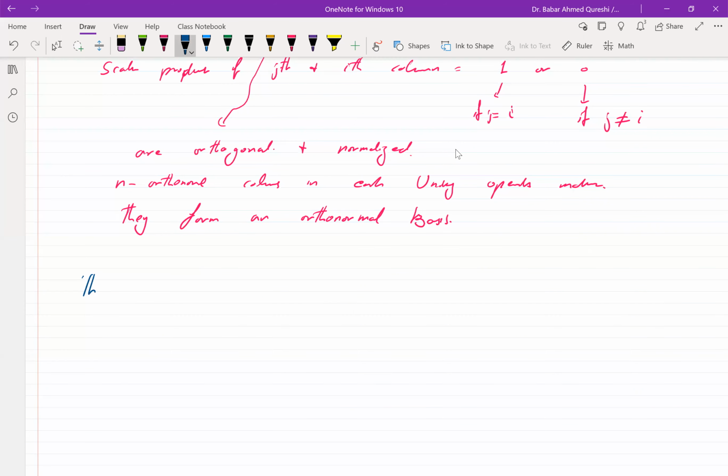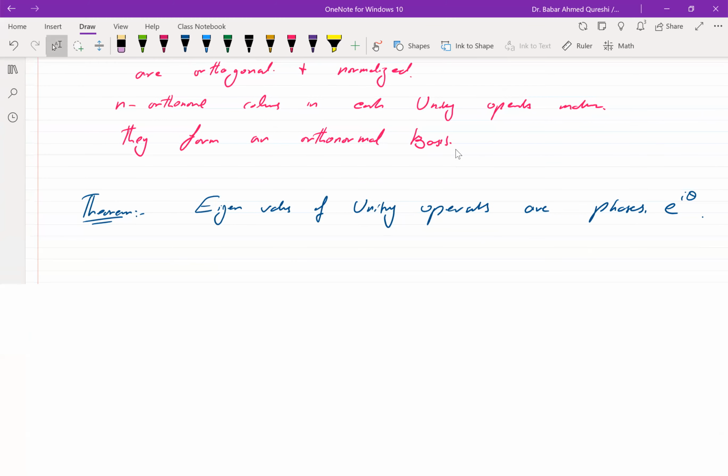Well, let me just do another theorem first. Eigenvalues of unitary operators are phases. They are of this form. Again, this is super easy. So if you have an eigenvector.